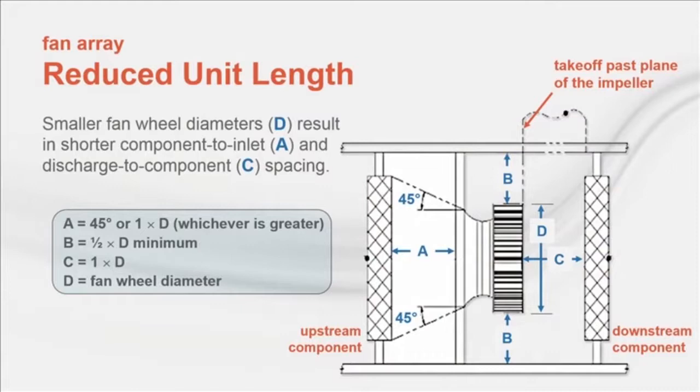The distance or spacing required both up and downstream of a fan is typically defined as a function of the fan wheel diameter. Therefore, if multiple small diameter fan wheels are being used, the up and downstream spacing required will usually be less than if a single large diameter fan wheel. In many cases, this can shorten the overall length of the air handling unit. However, there is a bottom threshold to this length reduction.